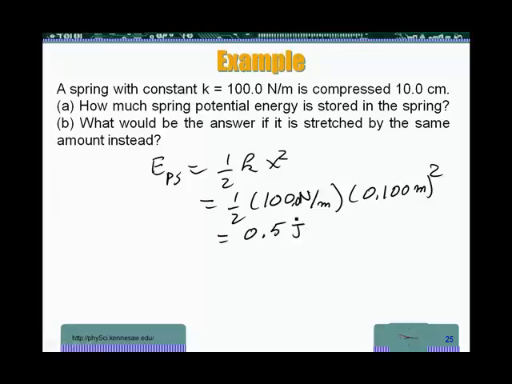So actually this is a dinky spring. We need to have a bigger spring constant. Anyway, so it's just 1/2 joule.